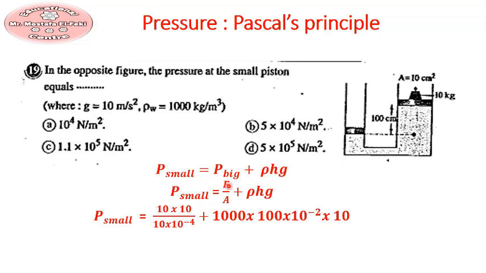here the force on the big piston equals mass times acceleration. Mass equals 10, gravitational acceleration equals 10, then F equals 10 times 10, m times g, divided by area 10 centimeter square times 10 to the power negative 4 to convert it from centimeter square to meter square, plus rho, density of water, times height equal 100 centimeter times 10 to the power negative 2, times gravity 10. Then the pressure is 1.1 times 10 to the power 5 Newton per meter square.